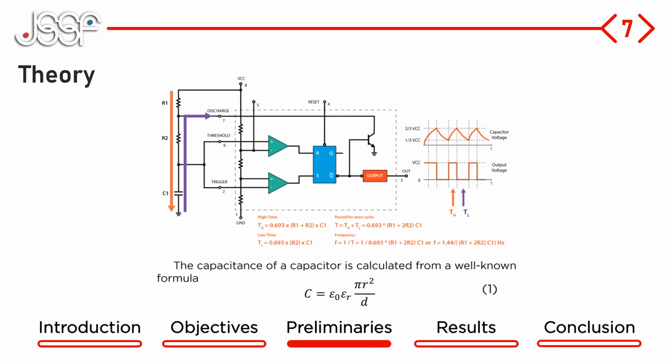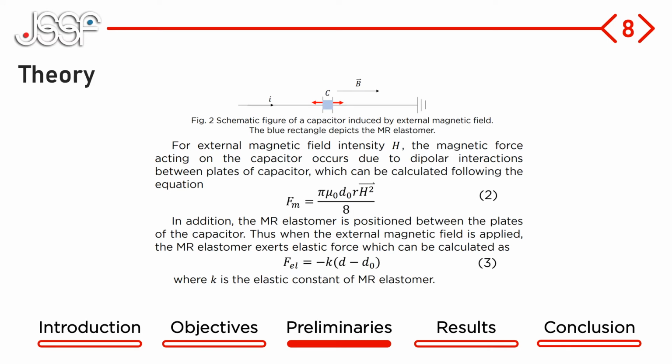We know from the datasheet of the 555 timer IC that the frequency of the pulse generated is dependent on the capacitance of the capacitor in the circuit. The capacitance is calculated from the well-known formula number 1. For external magnetic field intensity H, the magnetic force acting on the capacitor that occurs due to dipolar interactions between plates can be calculated from equation number 2, acquired from previous research on the magnetorheological elastomer.